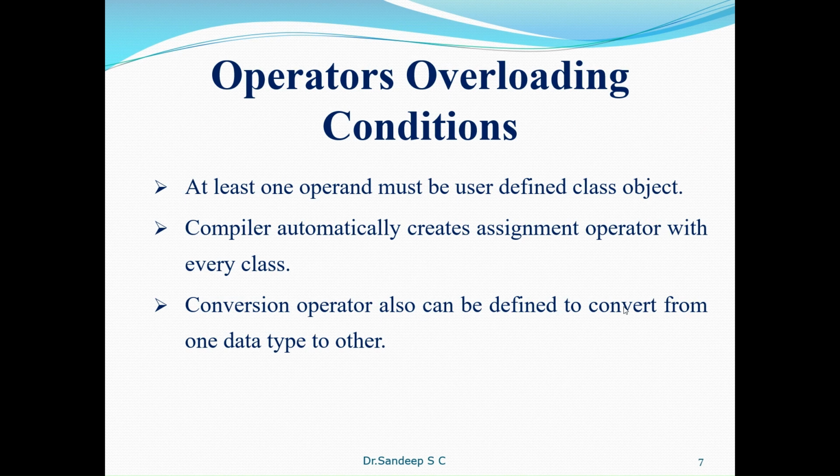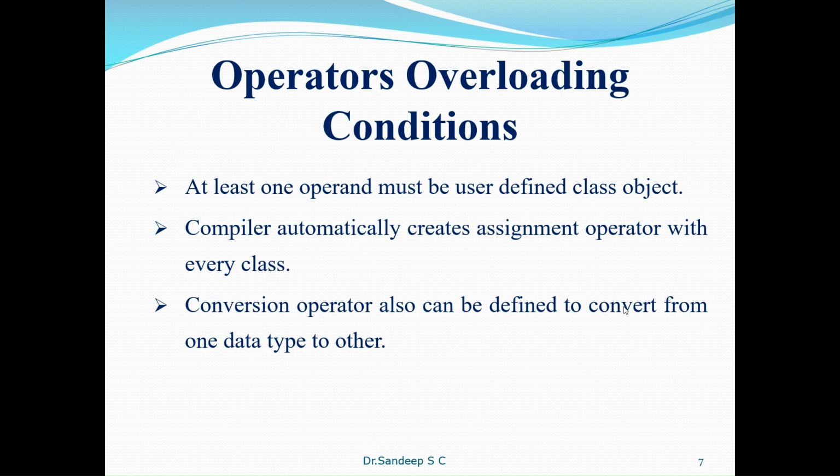The compiler automatically creates an assignment operator with every class. We don't have to overload it. Automatically it creates an overloaded assignment operator with every class. That's how, whenever we create an object and we pass a variable, those variables are automatically assigned to the member variables. That means it can create an assignment operator by itself for the class objects.